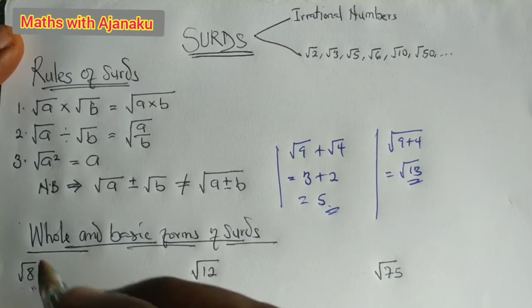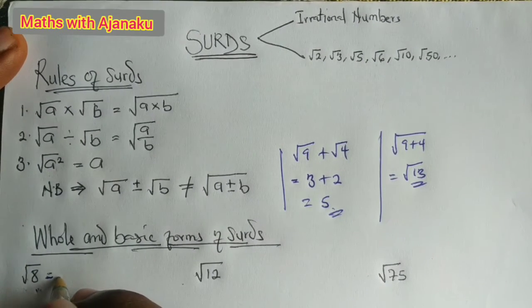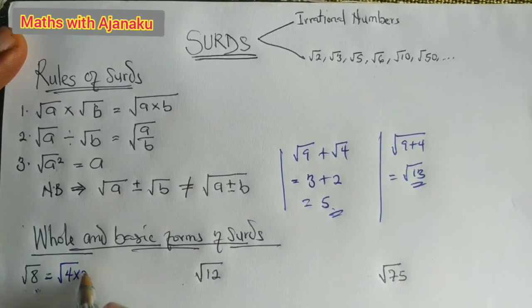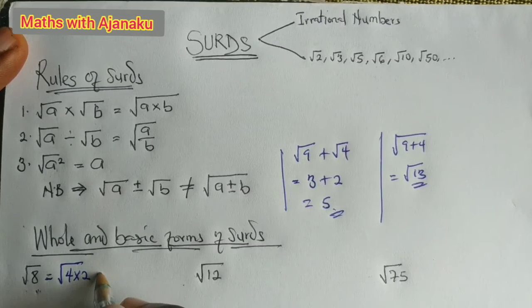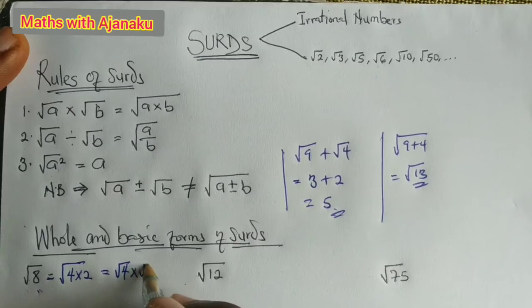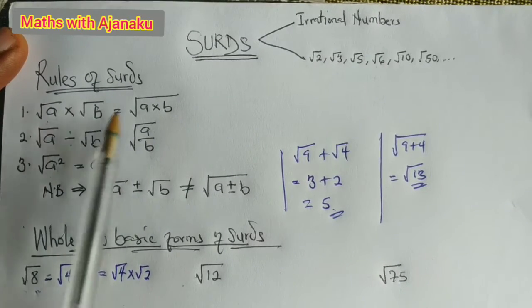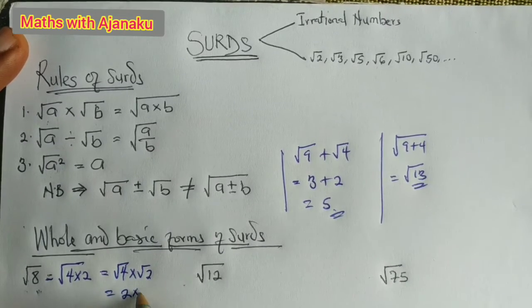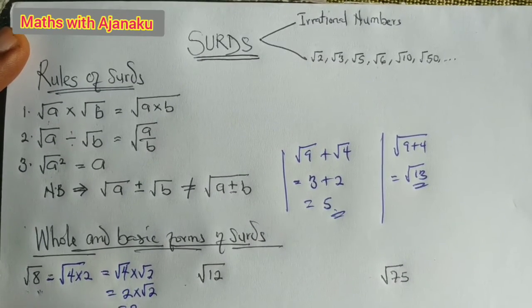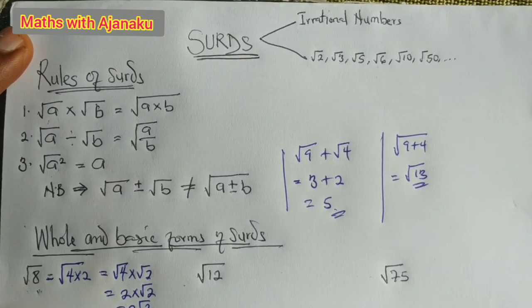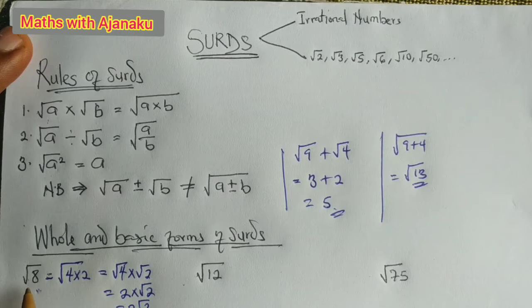How do you do that? You extract the maximum perfect square from it, which is the maximum perfect square in 8 is 4. And that's going to be 4 times 2. Now, by further simplification, this will give me root 4 times root 2 from the first law. By simplifying further, this will give me 2 times root 2, which means this is 2 root 2. So the basic form of root 8 is 2 root 2.